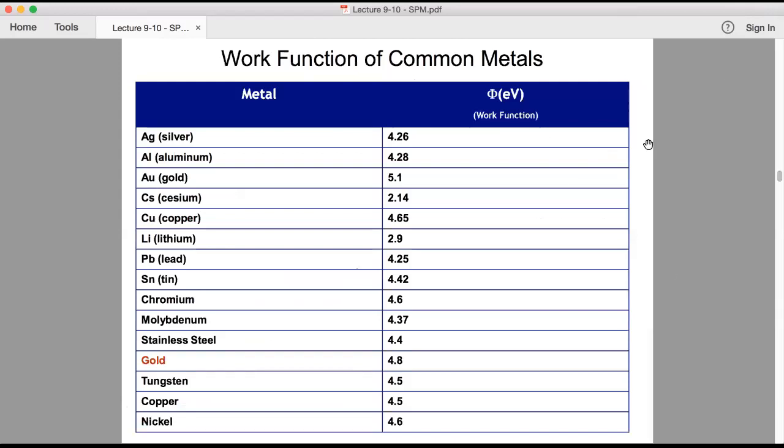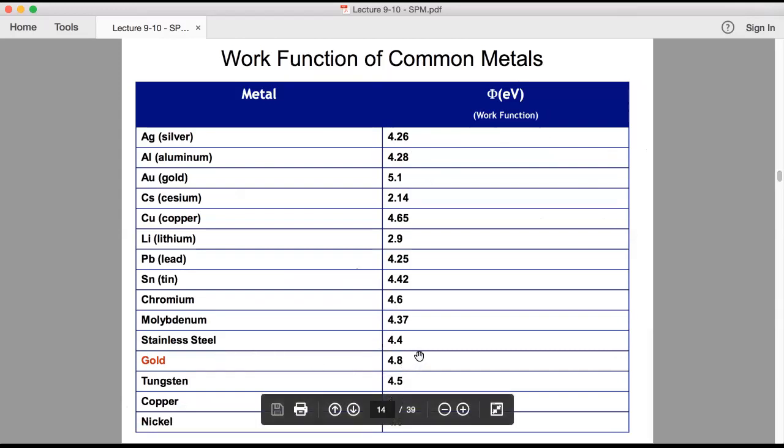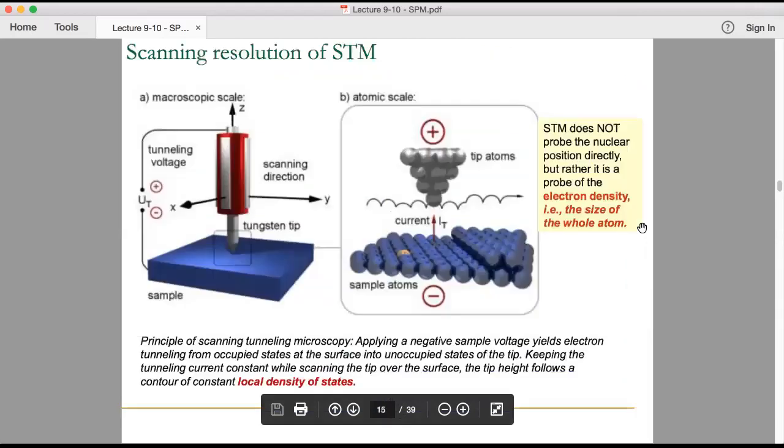So these are some common work functions for common metals. For silver, it is around 4.26 electron volts. For gold, it's around 4.8 electron volts, right?